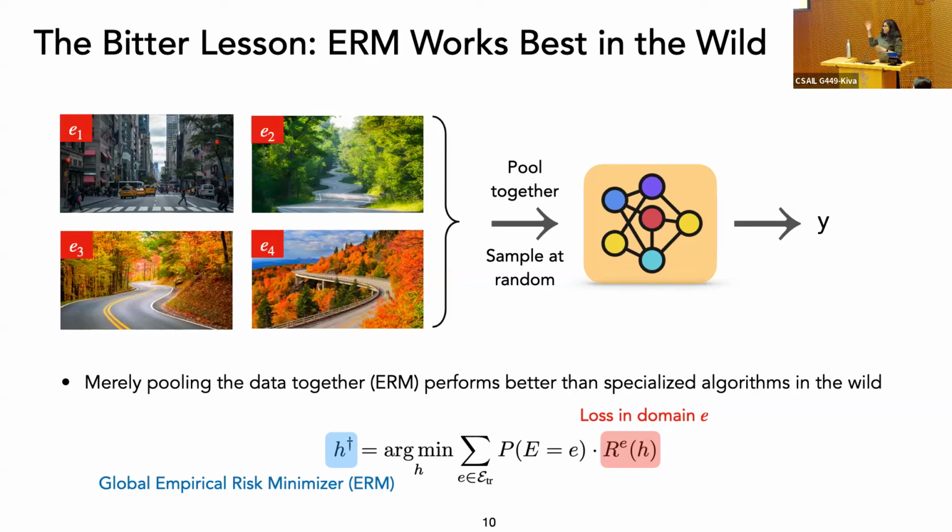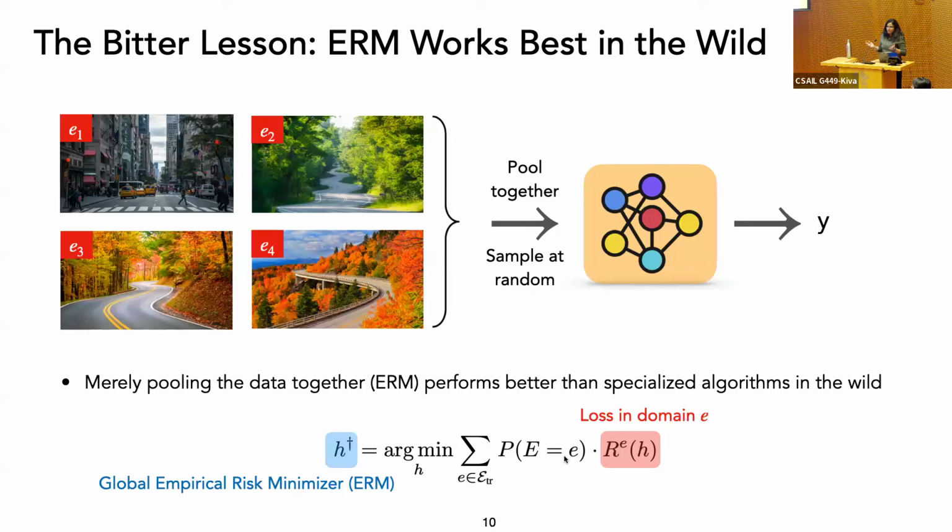So what an ERM model does is that it collects all this data from different domains, pulls it all together, and directly just trains a predictor on top. So it doesn't care which image came from which environment, and doesn't care about environment level features or distributional features, and just dilutes all the information that any environment has to give us. And the way it does this is just minimizing the risk across all the environments, weighted by the sampling probability of the data from each environment.